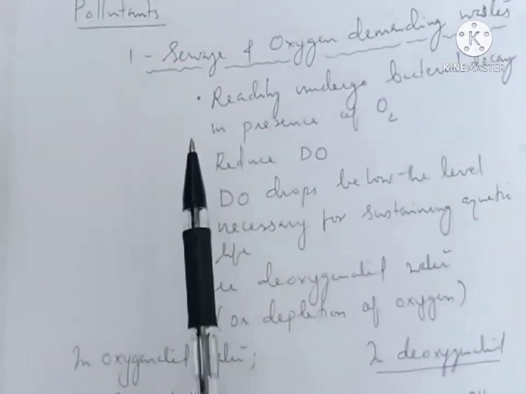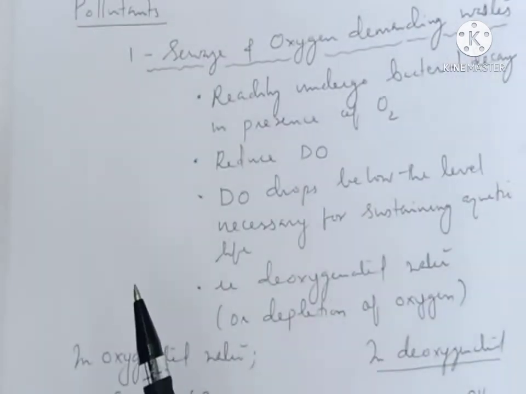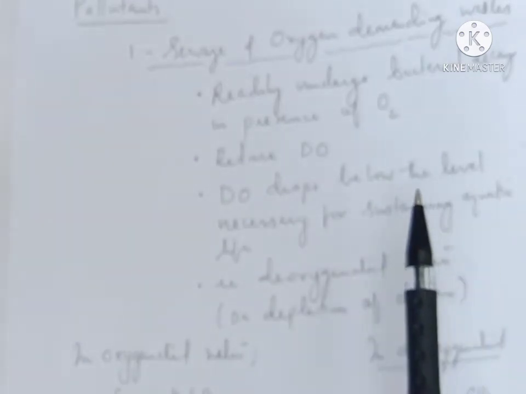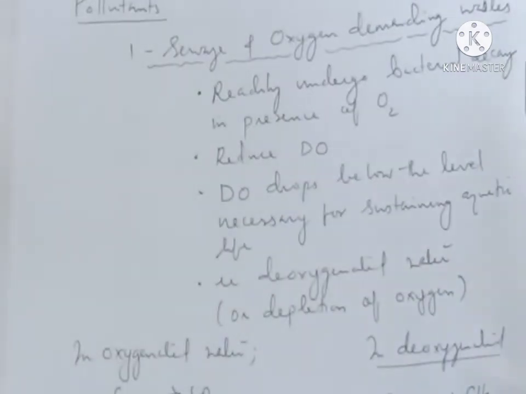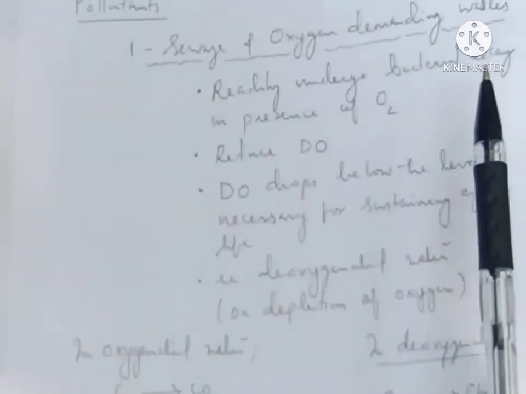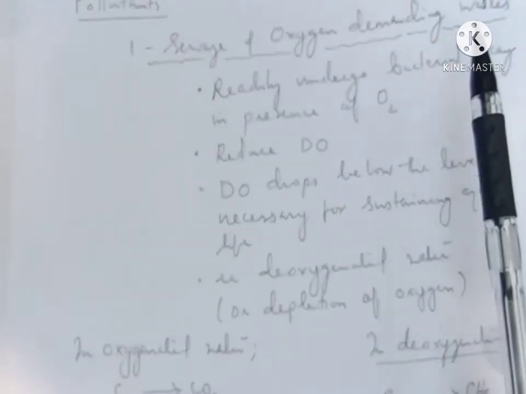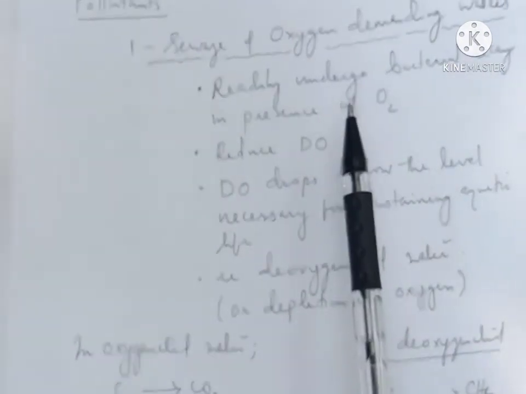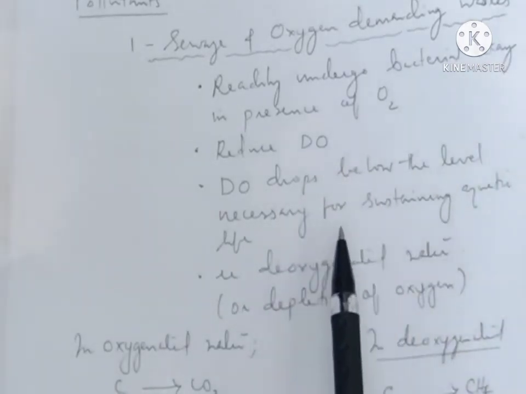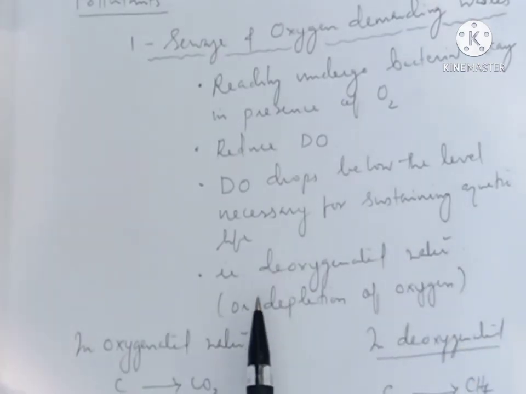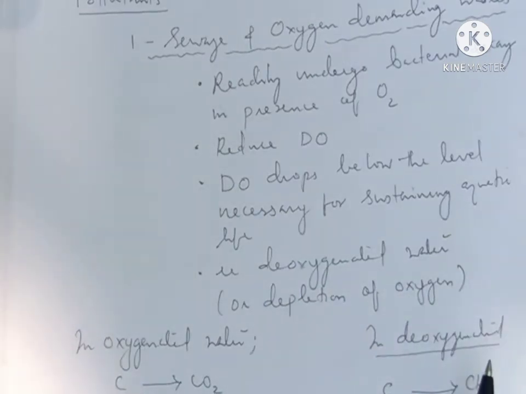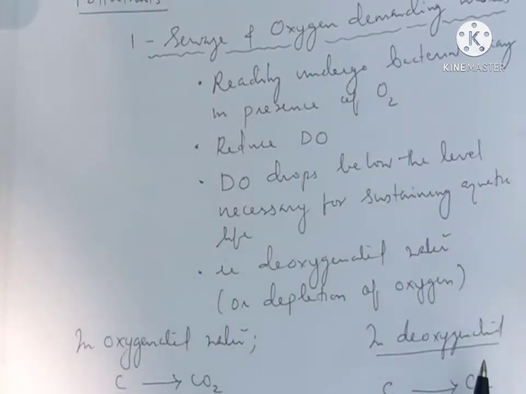The first one is sewage waste or oxygen demanding waste. These are readily decomposable waste, so the bacteria within this polluted water readily decompose these materials. So the BOD of the water is very high, hence dissolved oxygen will be reduced. So dissolved oxygen drops below the level necessary for sustaining aquatic life. That is, the water is deoxygenated, or depletion of oxygen occurs.